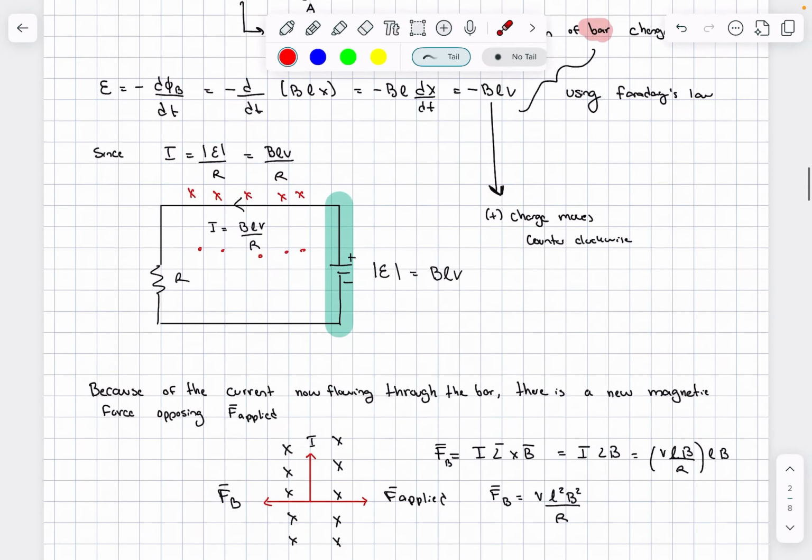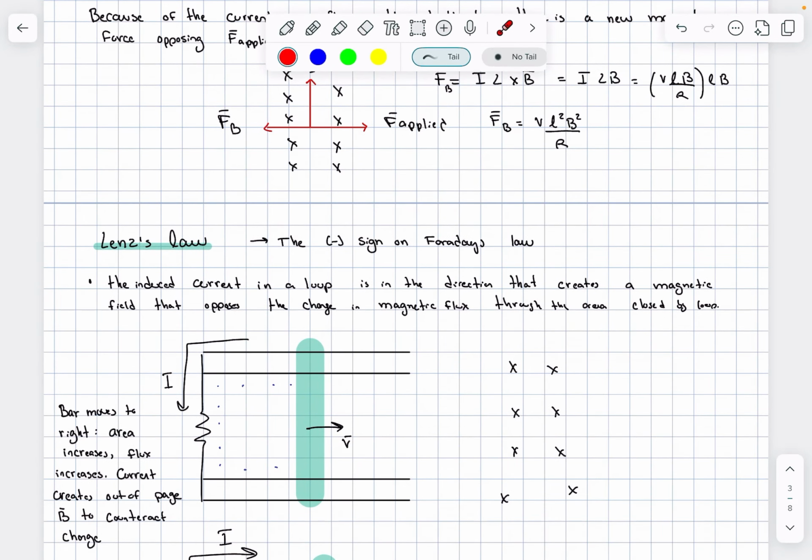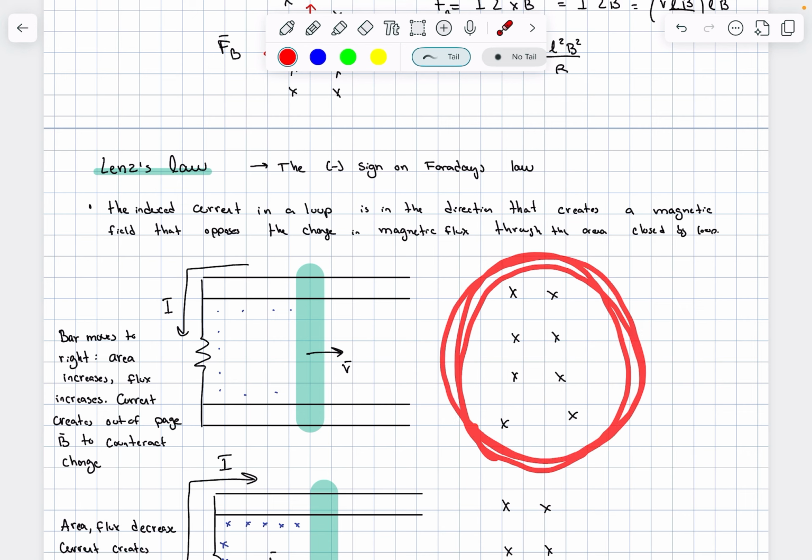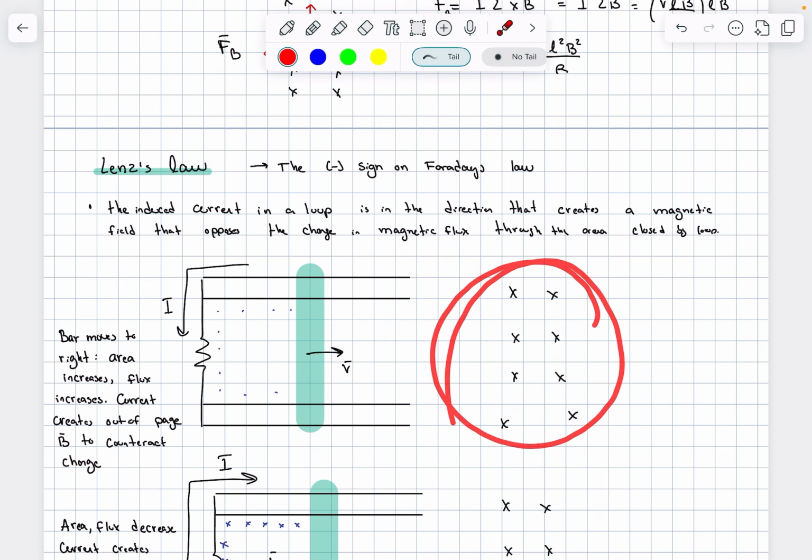If you remember at the beginning of the video, I talked about how in Faraday's law, there's that negative sign. So it's negative change in the flux. That's really important. The idea here is that the induced current in the loop is in the direction that creates a magnetic field that opposes the change in magnetic flux through the area closed by the loop. Again, a little bit weird, but here, the idea is we have this magnetic field here, right? And I should remind you that this is everywhere. So we have these X's literally all throughout this paper here. These are the magnetic fields.